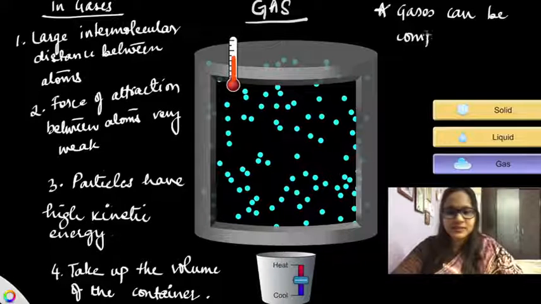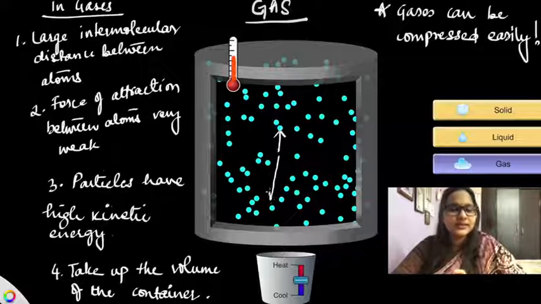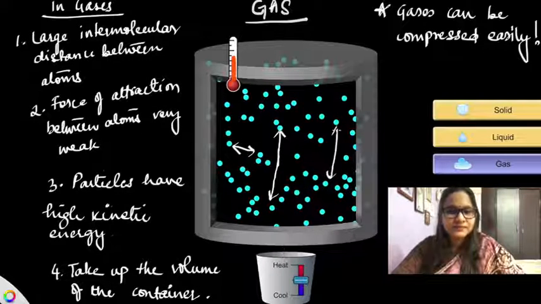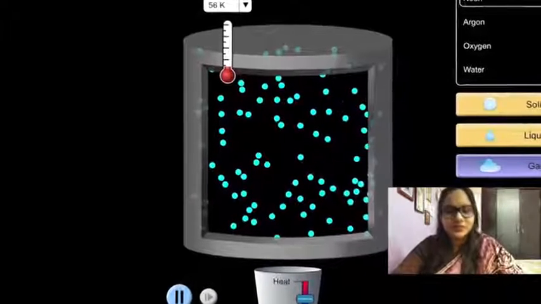There are several examples of gases. Oxygen is one of the gases. We breathe in oxygen. Nitrogen is present in the air; 78% of the gas in air is made up of nitrogen. Carbon dioxide, we breathe out carbon dioxide. So all of these are examples of gases.